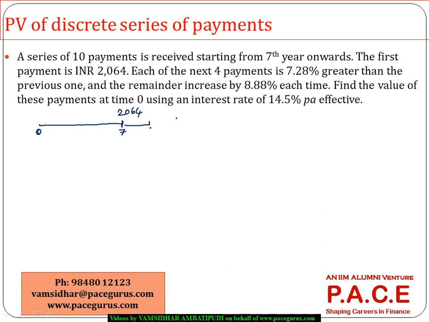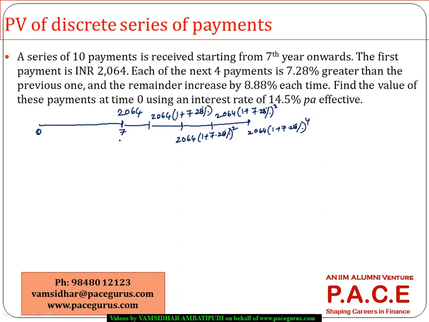Each of the next payments is 7.28% greater than the previous one. So 2064 into 1 plus 7.28%. The next again 2064 into 1 plus 7.28% squared. Similarly, one more year 2064 into 1 plus 7.28% cube. And finally 2064 into 1 plus 7.28% to the power 4.